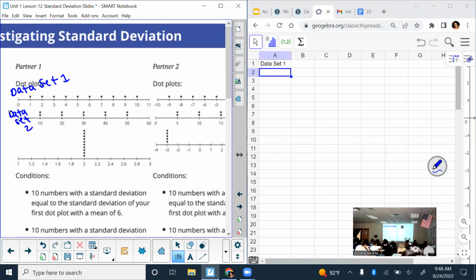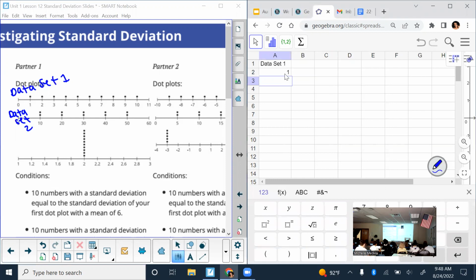All right, but class, what's the first data point for data set 1? Just 10. It ends at 10. But yeah, thank you. So there's 1 dot on 1, 2, 3, 4, 5, 6, 7, 8, 9, 10. So I put all those numbers once because they each just have 1 dot. That's our data set 1.